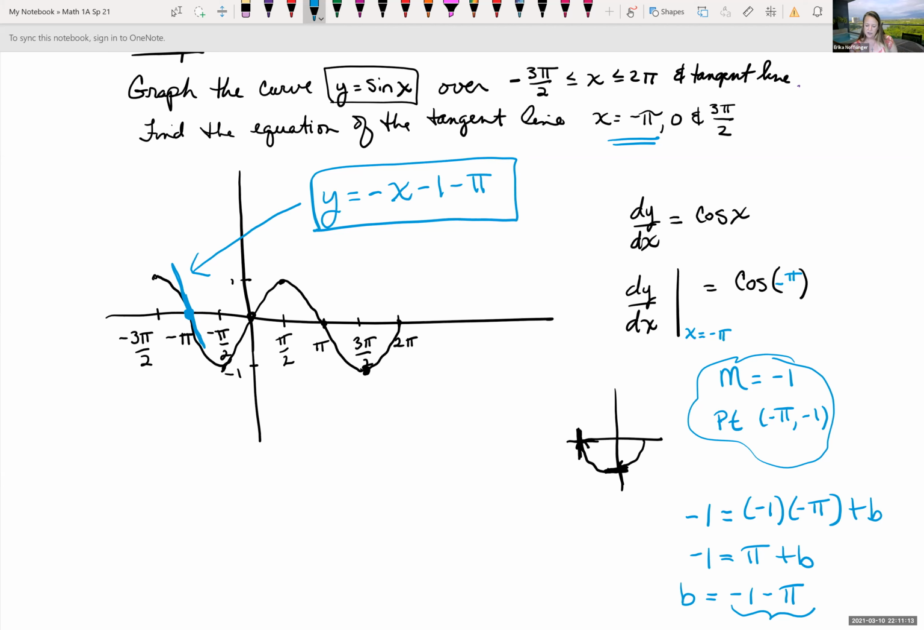We could do the same exact thing when x is 0 and when x is 3 pi halves. I just don't have time, but if you do this, you'll find that your slope at 0 is 1. And at 3 pi halves, look at this, this is where it changes direction. We should find that our slope is 0.